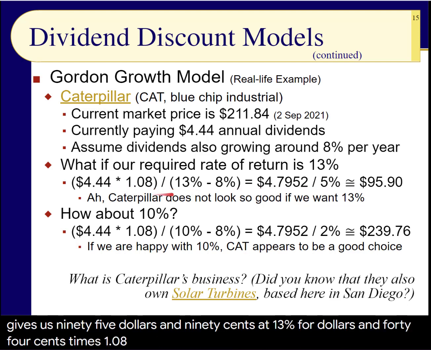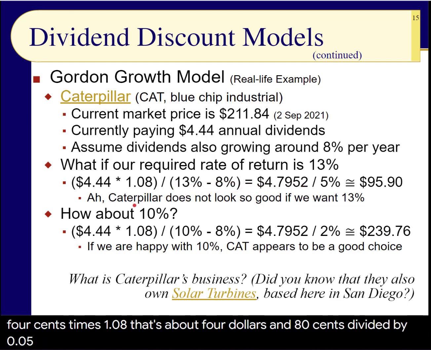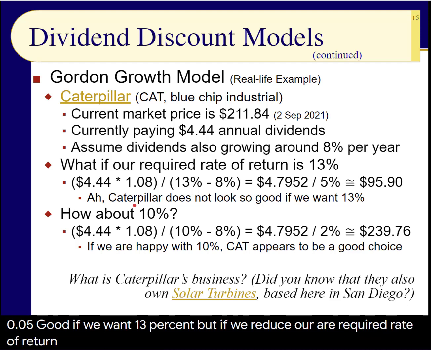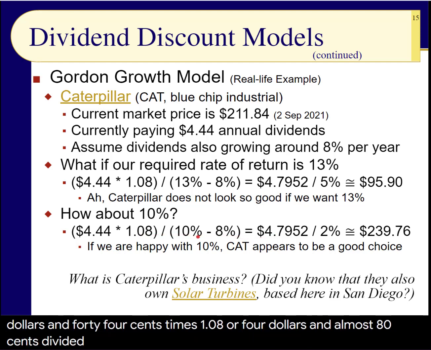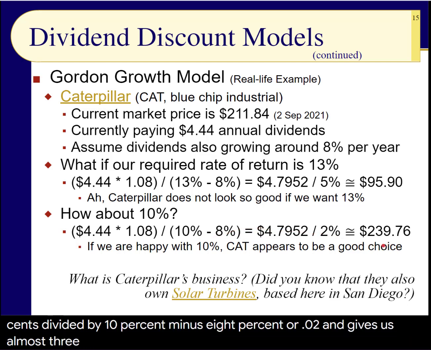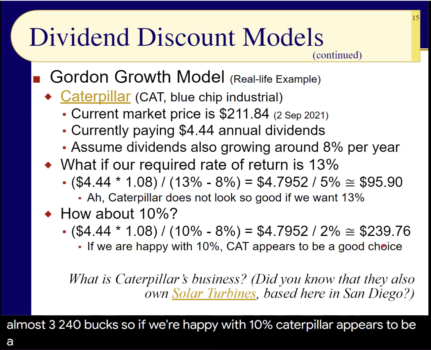$4.44 times 1.08. That's about $4.80, divided by 0.05. Caterpillar does not look so good if we want 13%, but if we reduce our required rate of return to 10%, then the numbers look a whole lot better. $4.44 times 1.08, or $4.80, divided by 10% minus 8%, or 0.02, gives us almost $240. So if we're happy with 10%, Caterpillar appears to be a good choice, but it's simply pointing us in that direction. We now have a whole lot more work to do.